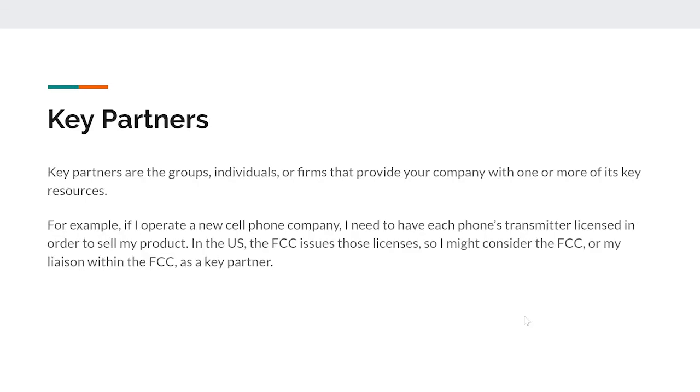And key partners. These are the groups, individuals, or firms that provide your company with one or more of its key resources. So for example, if I operate a new cell phone company, I need each phone's transmitter, the thing that actually sends data. I need each of those things licensed in order to sell my product. In the US, the FCC, Federal Communications Commission, they issue those licenses. So I might consider the FCC, or rather my specific liaison within the FCC, as a key partner.